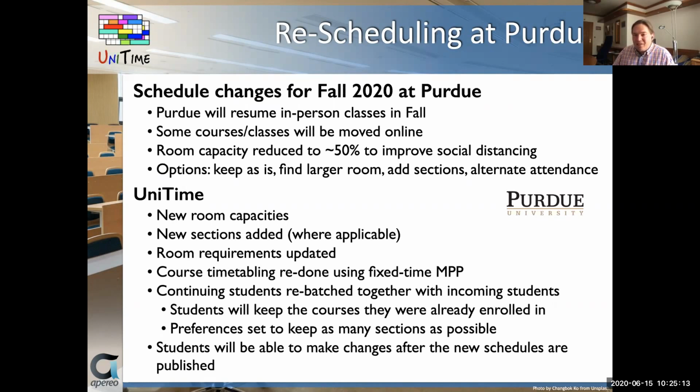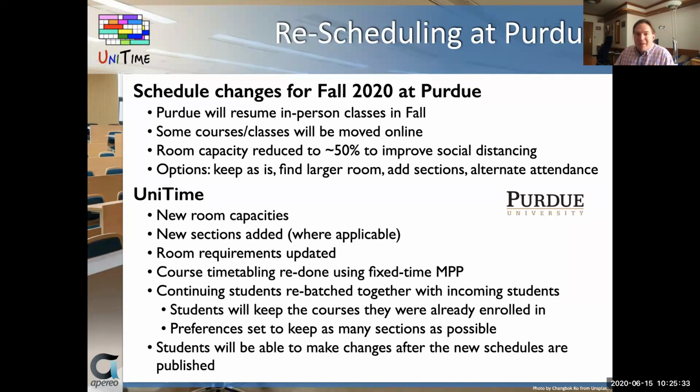Some of the classes can also have an alternated attendance, meaning that, for instance, students attend the lecture in person every other week. Some classes, especially labs where we do not have a large enough special room, will need to add sections, and we will need to spread the students among the existing and the new sections.